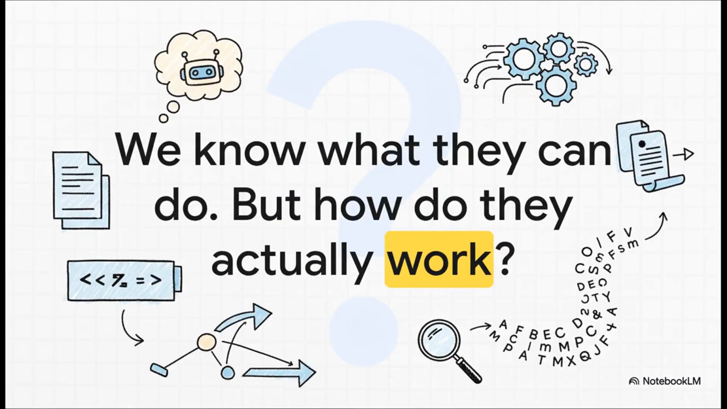I mean, we see the incredible results, right? Chatbots that can hold a real conversation, tools that write code for you, assistants that can summarize a 50-page report in seconds. But that's the what. The really fascinating part is the how. How does a machine go from just a jumble of text to producing coherent, context-aware language? That is the question we are digging into today.